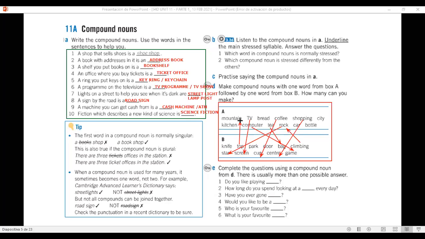City park. Yes, we have a city park. ¿No es cierto? El parque de la ciudad. Very good. We have a city park. What about the words bread, kitchen, or bottle? Car, también tenemos por ahí, que está sin nada para unir.